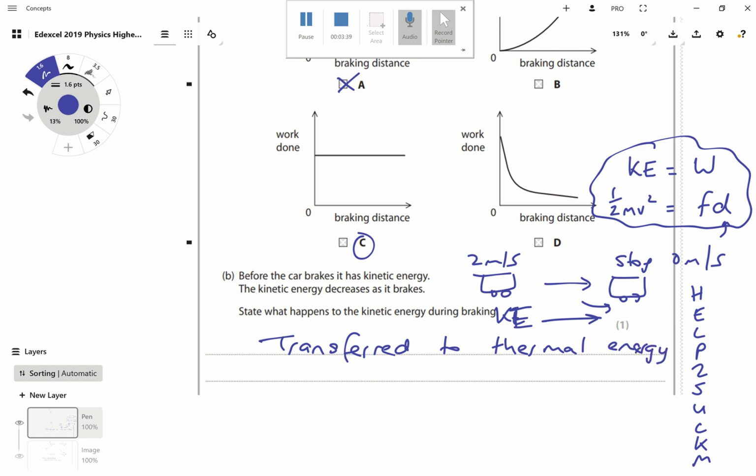Apologies for my writing. In the brakes. And if I wanted to, I could then say this is dissipated into the air.